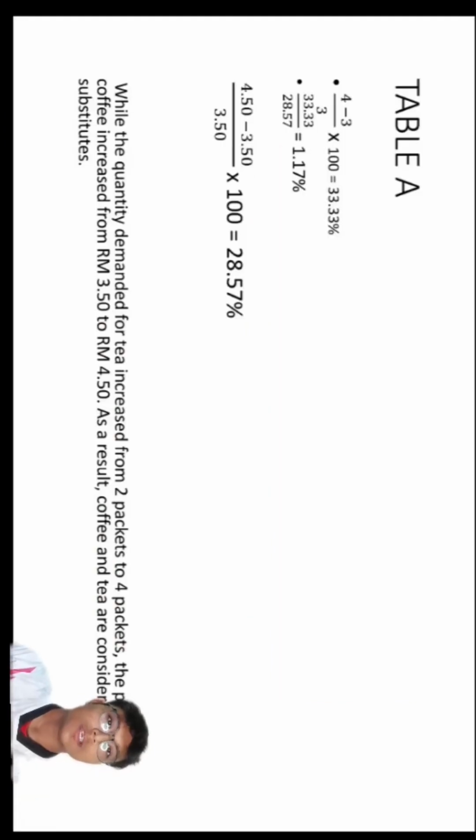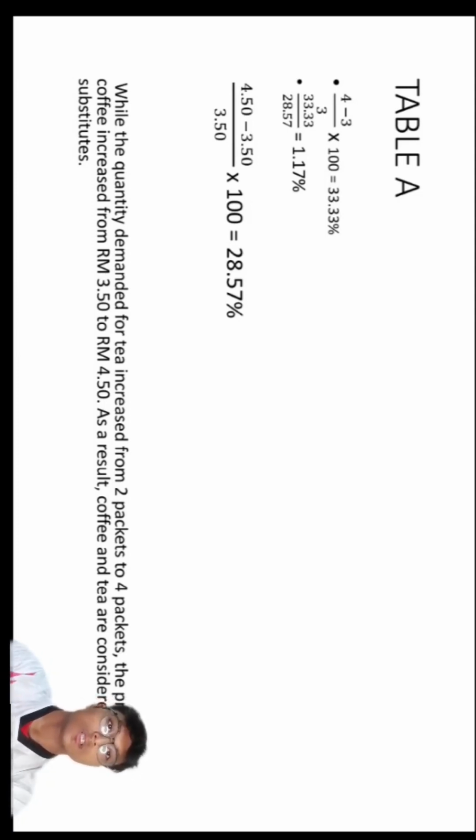For table A, I calculated it. I take the after minus before, which is 4 minus 3, divided by 3, multiplied by 100, and I got 33.33%. The next calculation, I take the price, which is 450 minus 350, divided by 350, multiplied by 100, and I got 28.57%.